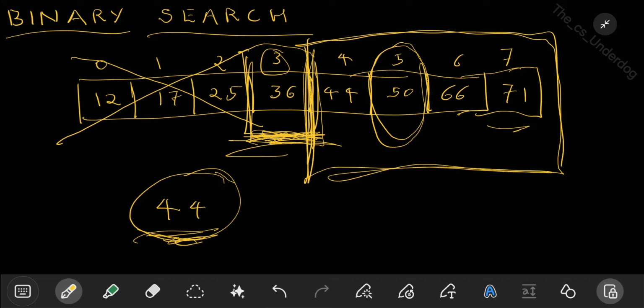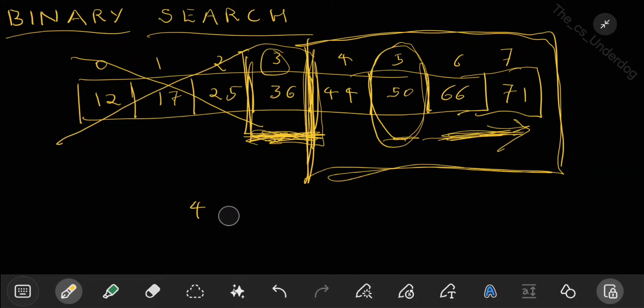Because 44 doesn't match with 50, you either have to eliminate the right part of 50 or the left part of 50. How do you decide this? Again, you use the same logic. Is 44 lesser than 50 or greater than 50? If it is greater than 50, you have to check in the right part of 50. And if it is lesser than 50, you have to check in the left part of 50.